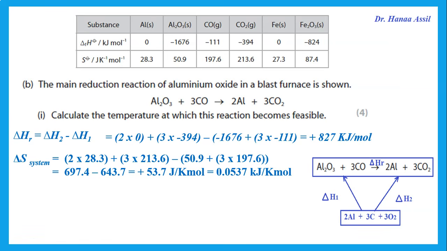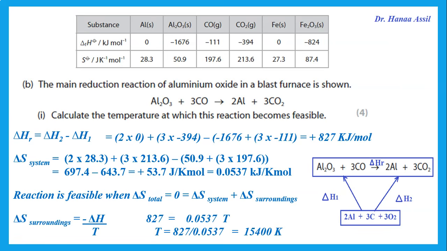Now, how do I know which temperature the reaction is feasible at? This is feasible if the delta S total is 0. And we said the delta S total is delta S system plus delta S surroundings. That means the reaction is feasible if the delta S total is 0, and that means the delta S system is equal to delta S surroundings. Now, what is delta S surroundings? Delta S of surroundings is minus delta H over T. So I can use that to get the temperature.